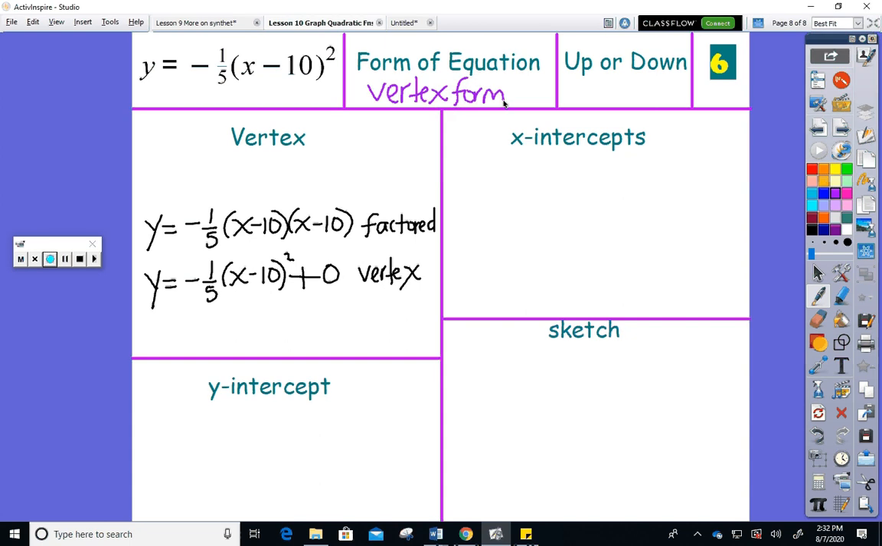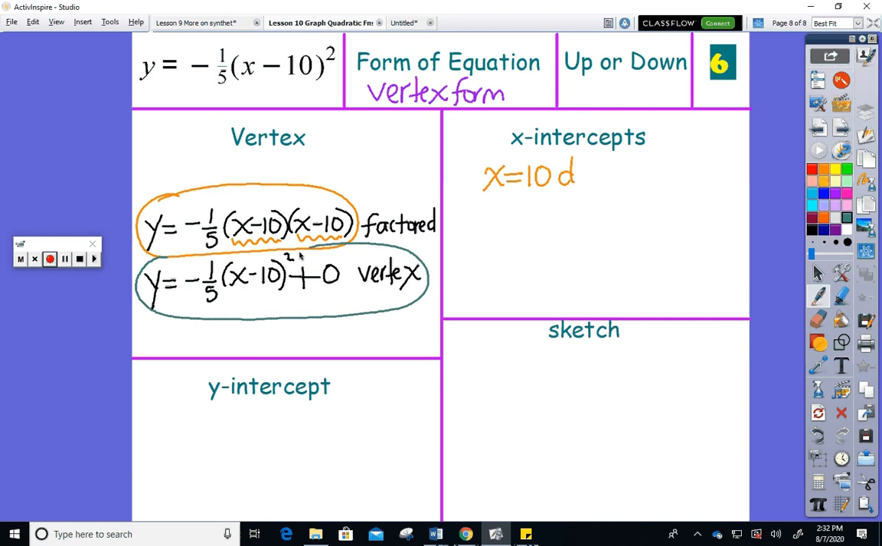But I tell you what, let's do this. If you look at it as if it's in factored form, do you see that you've got a root at 10 and a root at 10? That means x equals 10 is a double root. Okay, and we'll talk about what that looks like. And if you look at it as if it's in vertex form, are you tuning into the fact that the vertex is at (10, 0)?